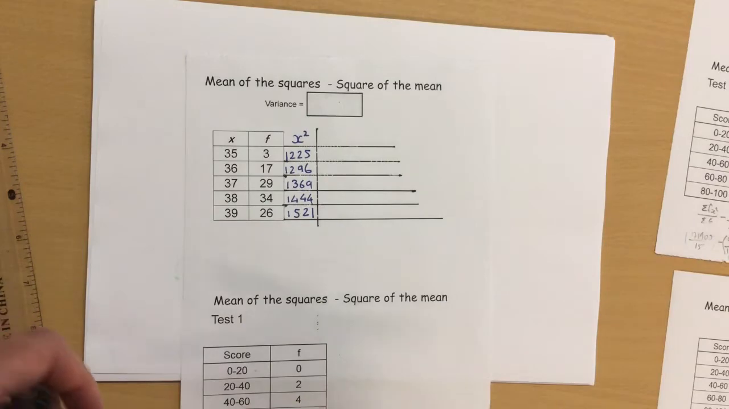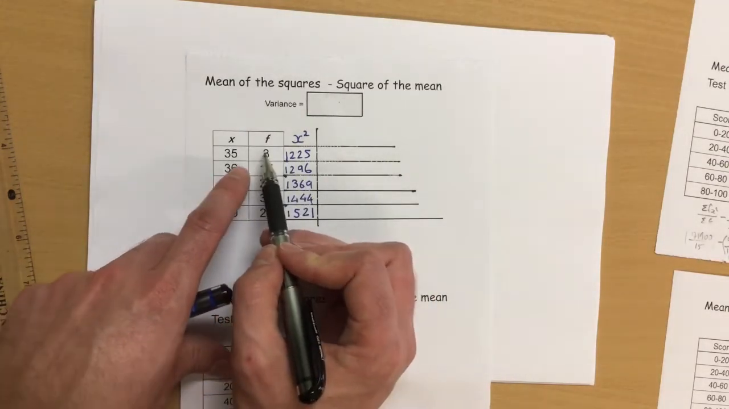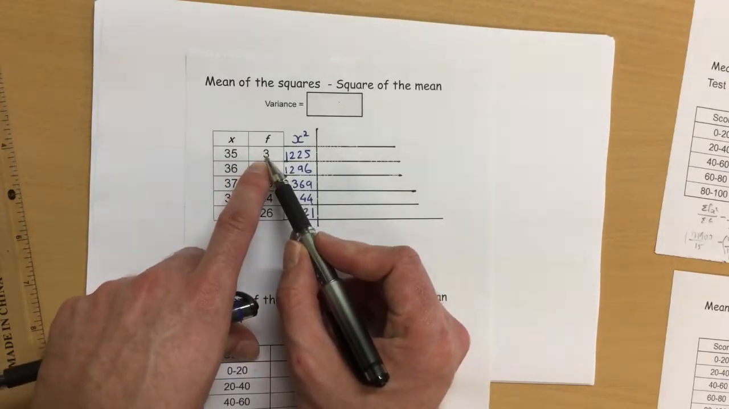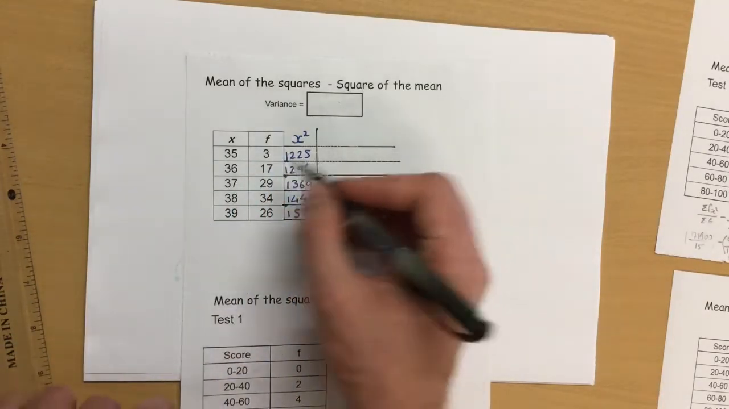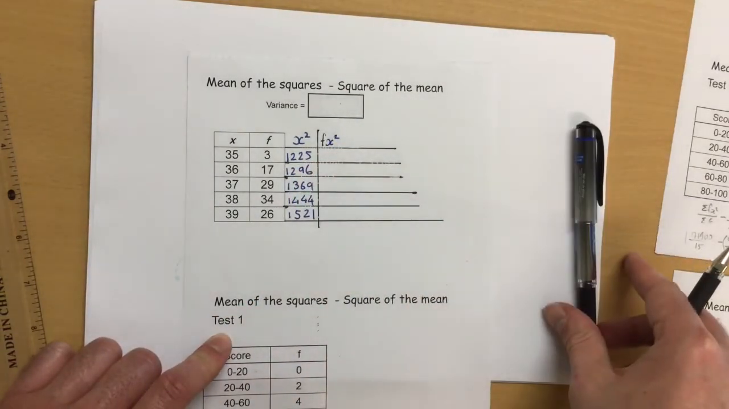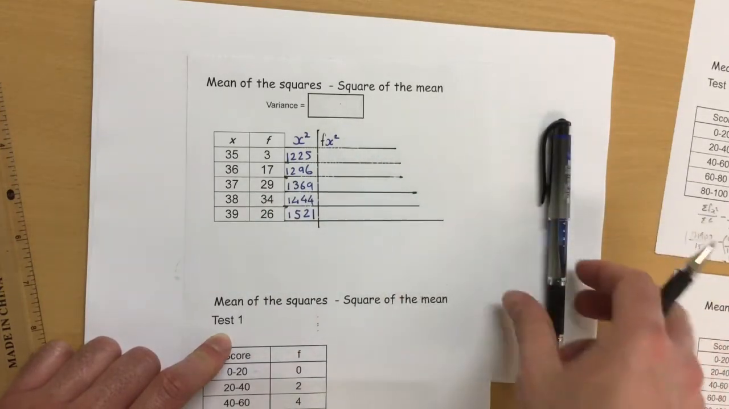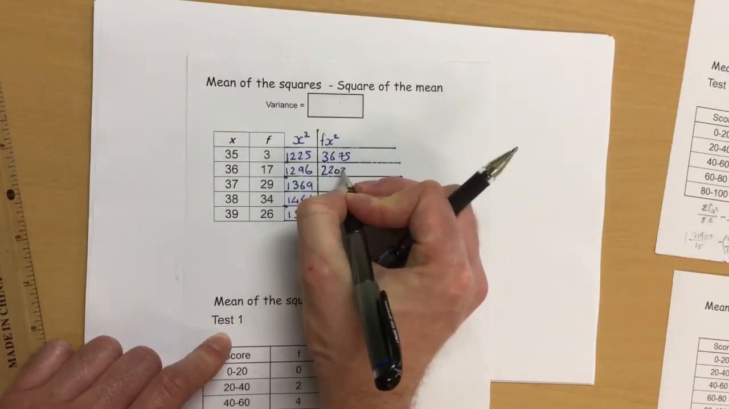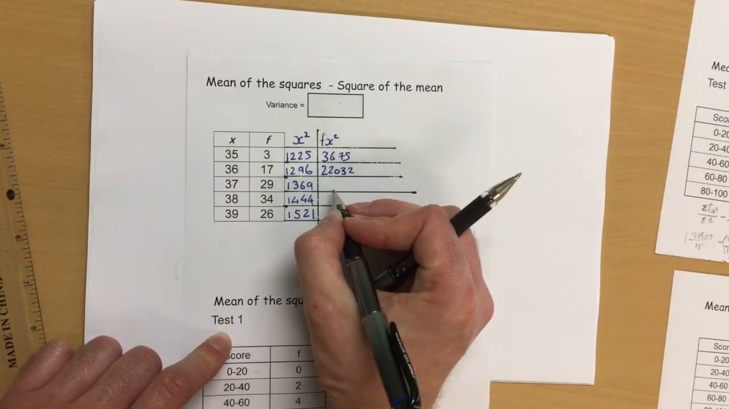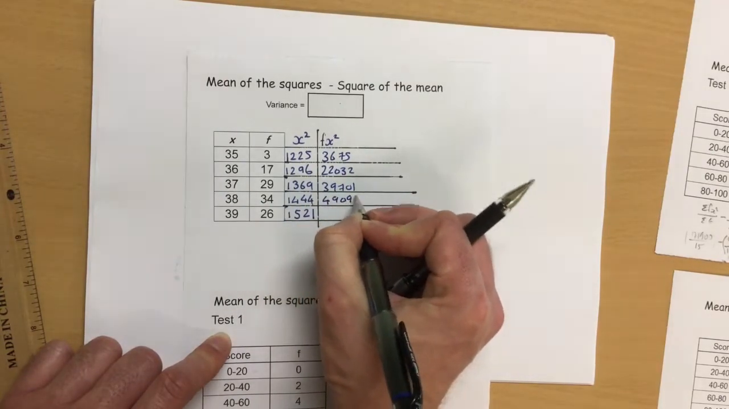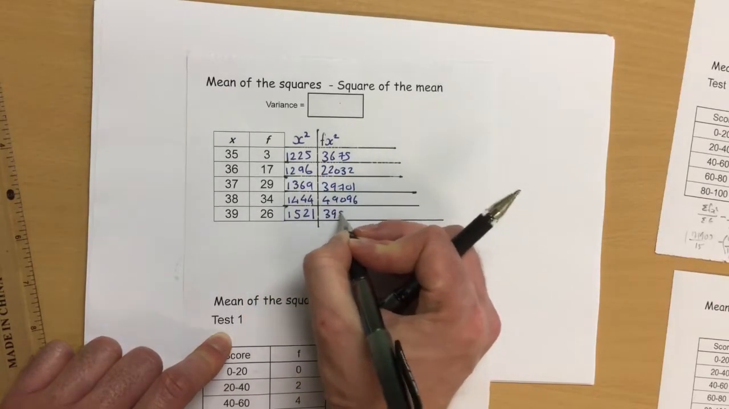Now, normally, remember from our tables, we would do your data times the frequency divided by the total number of pieces of information. So in this scenario though, rather than the data times the frequency, we've got our x squared times the frequency. So you're doing f times x squared. So 3 times 1,225, 3,675, 17 times this, 29 times that one, 34 times that, and this times this.